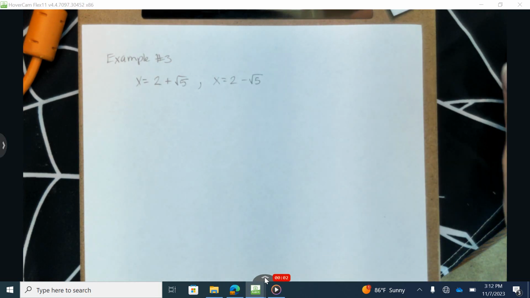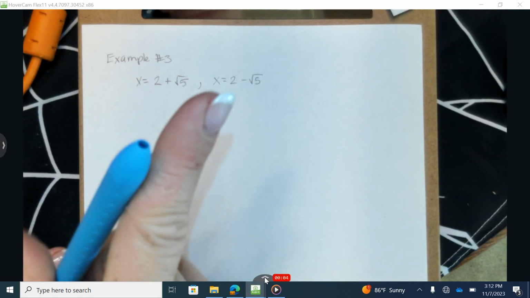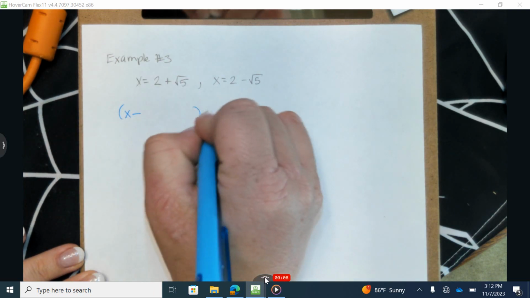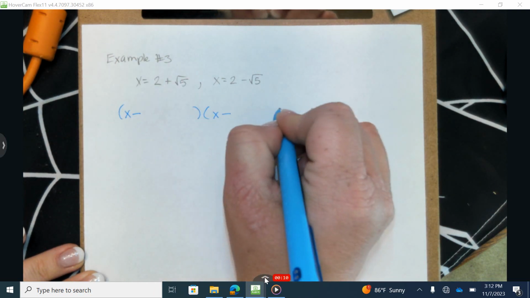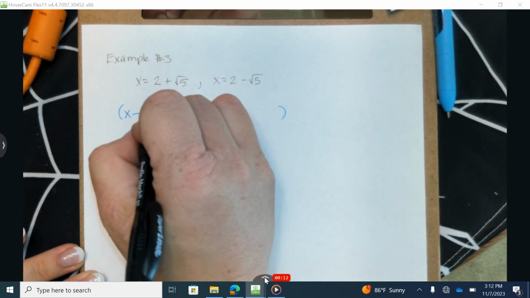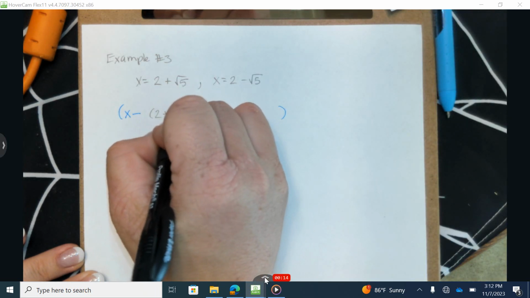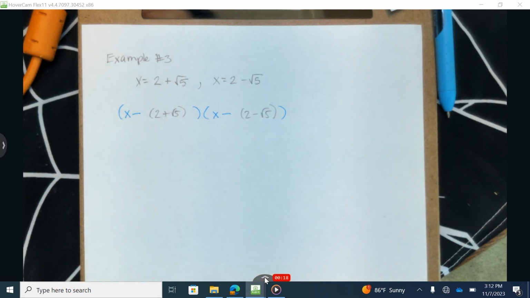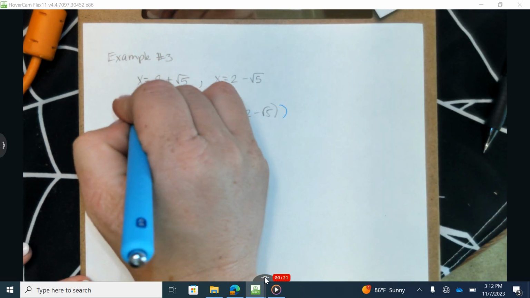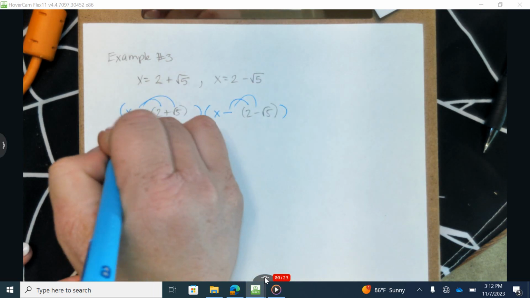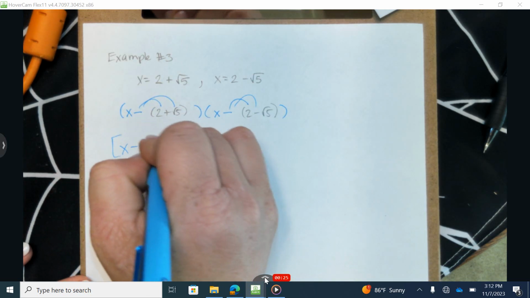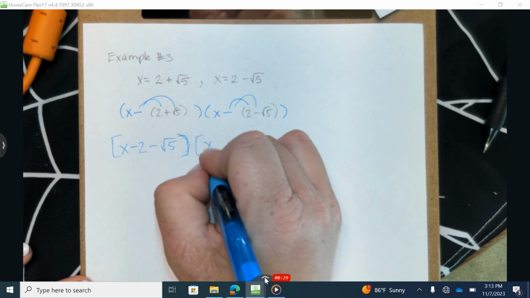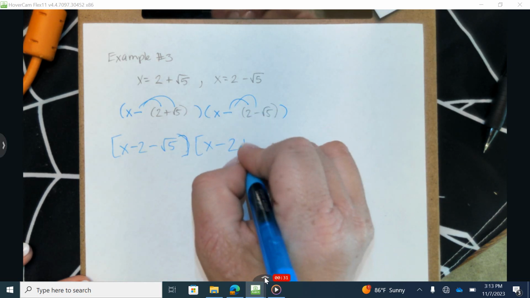Let's look at example number 3. So again, I'm going to start with x subtract and x subtract. And now I'm going to write down what I provided as the solutions or the zeros. Now when I distribute that negative sign, I end up with x subtract 2 subtract the square root of 5. Should make that a bracket. And x subtract 2 plus the square root of 5.